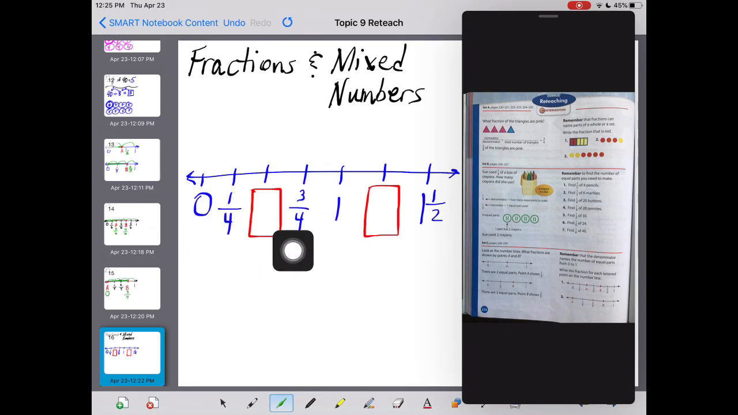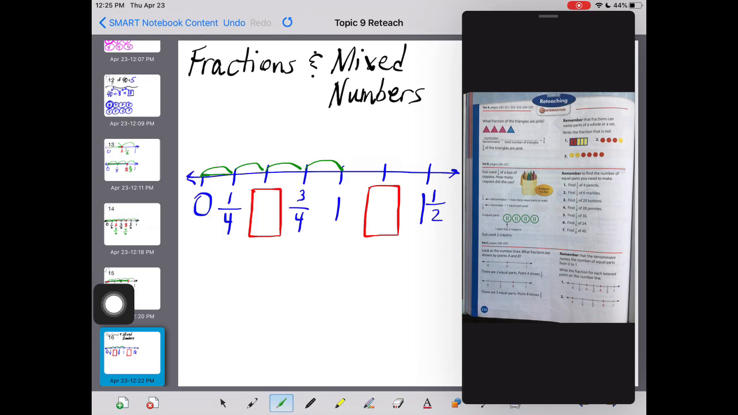So when you're dealing with 0 to 1, you're only dealing with fractions because fractions show a portion of a whole. It doesn't have the whole thing in it, just a portion of it. So here we see that things have been broken up into fourths, 4 equal parts, right? We have 1, 2, 3, 4.